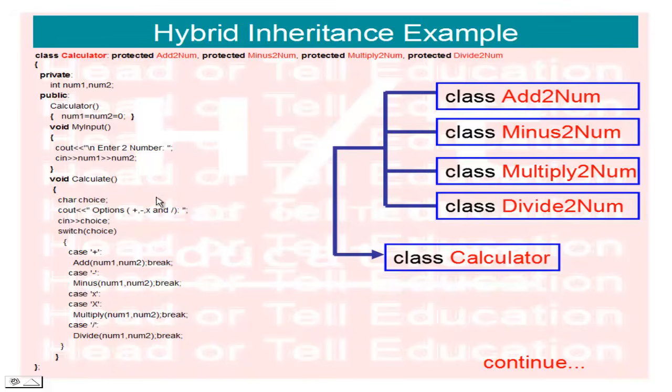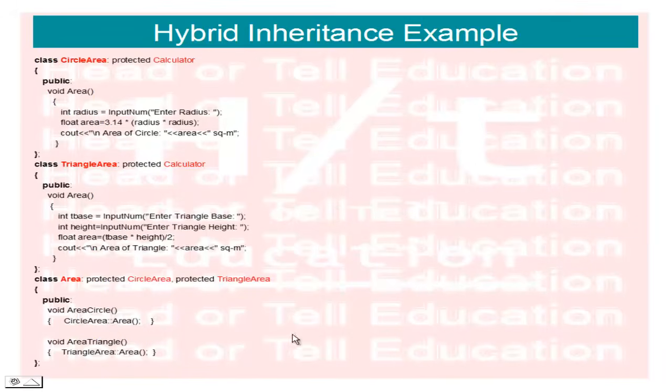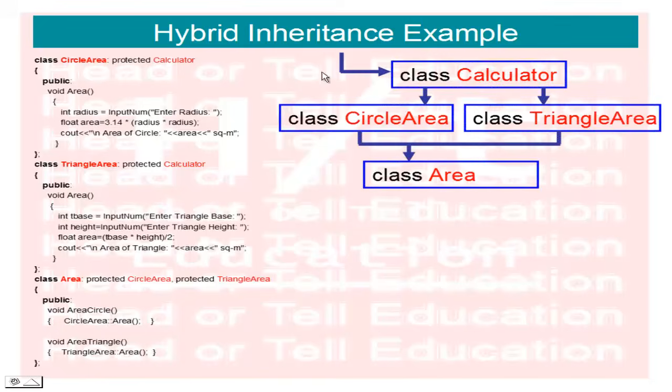The third one is the public function calculate, which asks for the choice. According to the choice, you have to call the function of the base class. So if you are using plus, then call the add function, or if you are using multiply, x or capital X, then call the multiply function, then break. Now finally, we have only one class, calculator.